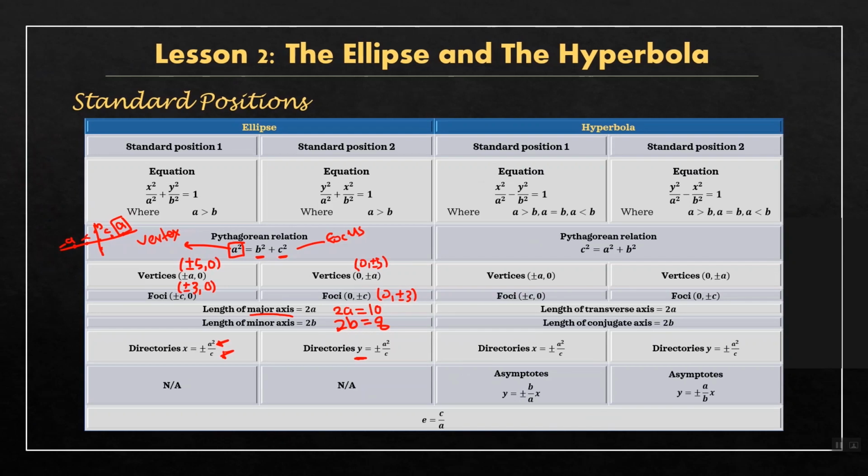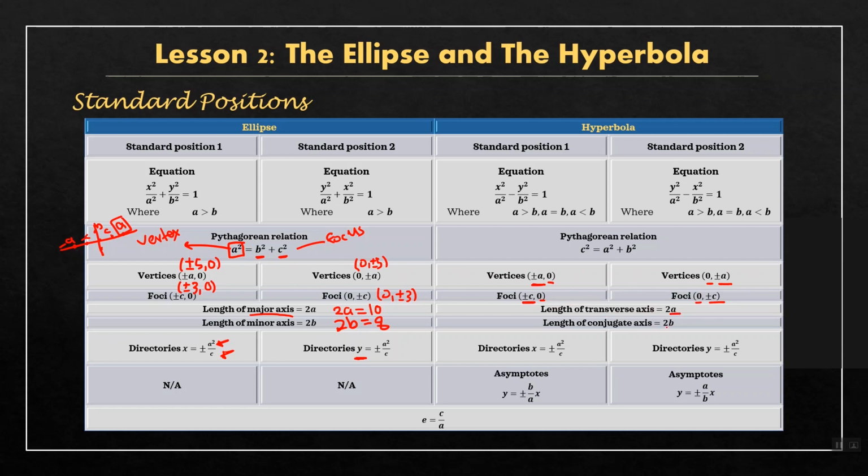Okay, now if we go back here, we will notice that the vertices are exactly the same. If it is standard position number 1, it's plus minus a comma 0. If it is standard position number 2, it is 0 plus minus a. The foci are the same thing: plus minus c comma 0, or 0 plus minus c. The transverse axis is 2a.